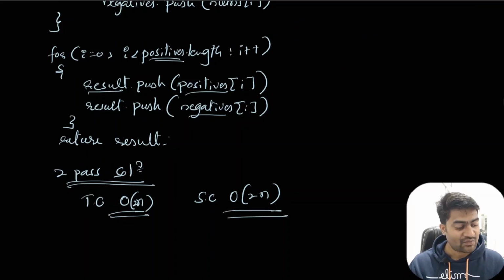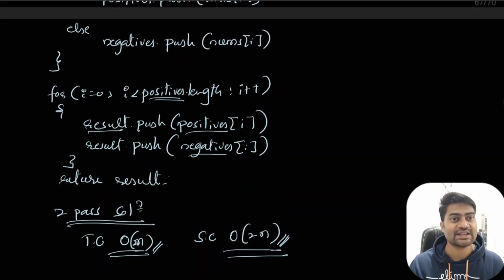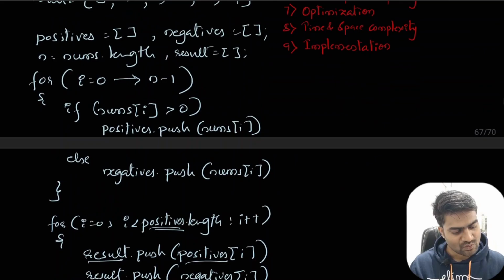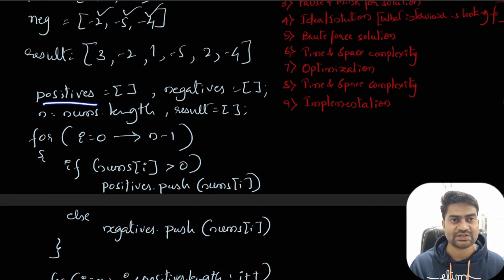So now we need to improvise this one and this one as well. Here we are trying to do 2 passes to find our rearranged array. So now we want to do it in a single pass. That is the most optimal solution for this, and we can also reduce the space complexity from 2n to n. So now if you see here, we took a positives array and a negatives array. So we want to eliminate these two. We directly want to add the elements into the result array, correct, right?